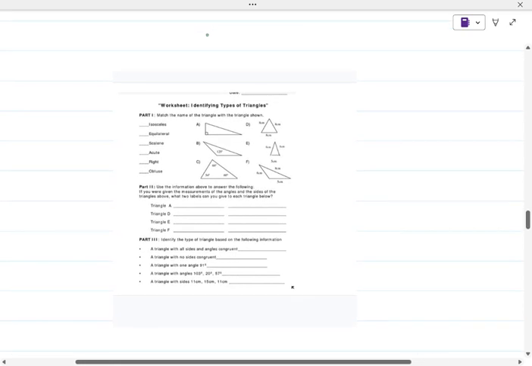Now, next the worksheet is this. Match the name of the triangle with the triangle. Which type of triangle is it? Yes, it is 90 degrees, so it is a right angle triangle. This one is 125. 125 is which type of triangle? It is an obtuse angle triangle.